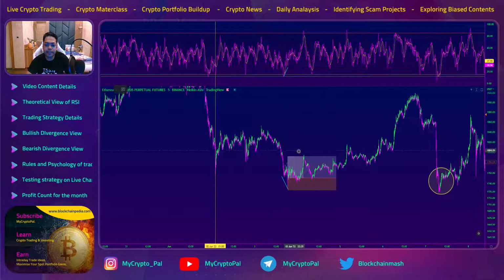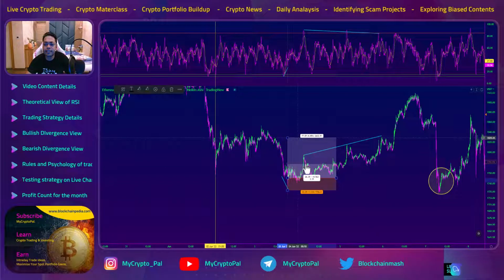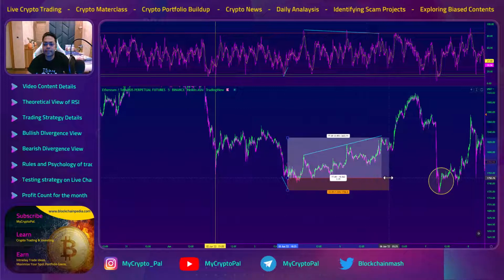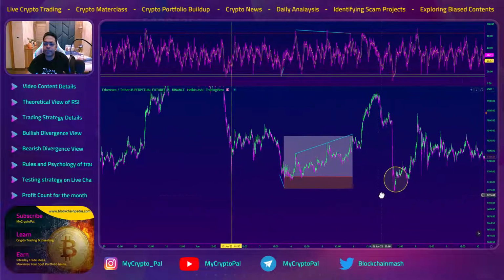So this will be my exit point. You can see from here to here, price is making higher highs and RSI is making lower highs. So this trade I would have exited somewhere over here. You can see that this is a 4.45% trade. In spot, if you take 10x leverage, you get 44.5% over here.